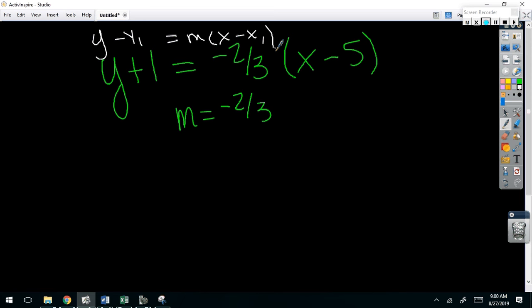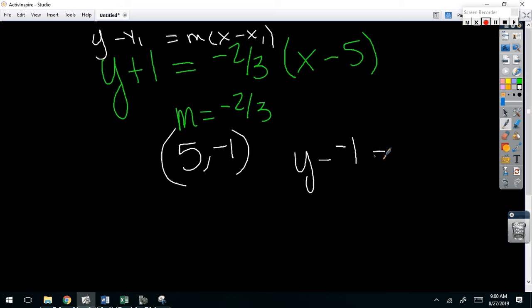So what's the point on the line? What is it? 5, negative 1. The signs have got to be changed. Okay? Because remember, if you were plugging this in here, it's y minus y1. So y minus negative 1 equals negative 2/3 times x minus x1. That's why it's plus. So remember opposite signs on those.